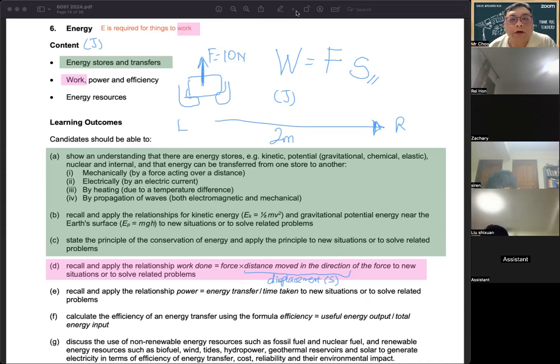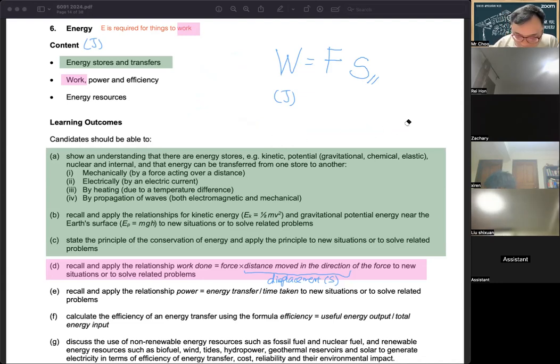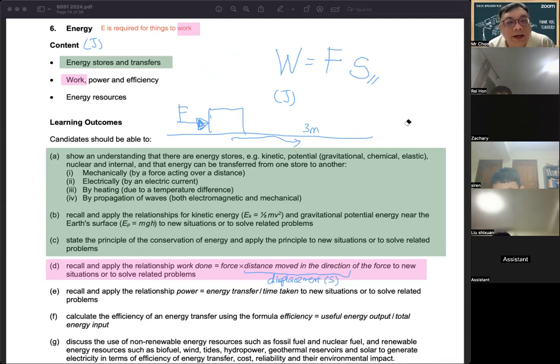Now, another scenario. Let me go through another scenario. You're on the road, there is a box, and you push the box. There's a force. You push the box, and the box moves 3 meters. Okay, so in this scenario, is there work done on the box?